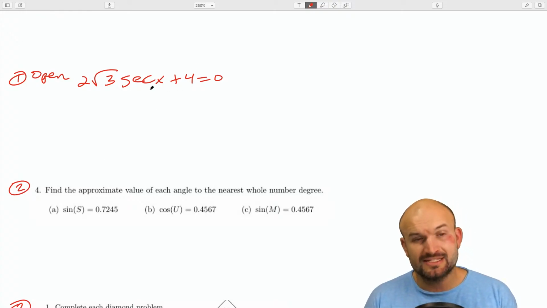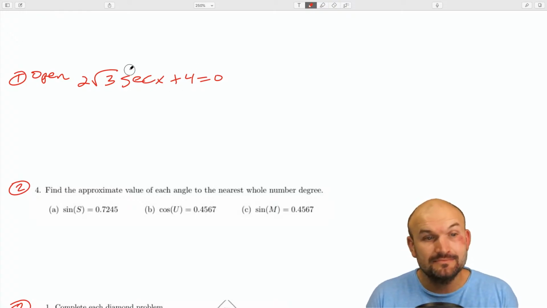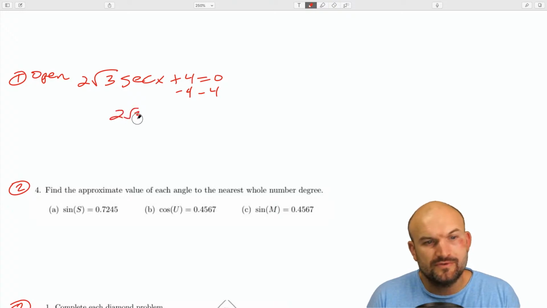First thing we're going to do is solve for, or isolate, the secant of x, our trigonometric function. We're going to do that just by using our inverse operations. So 2 square root of 3 secant of x equals -4. Divide by 2, divide by 2. Then square root of 3 secant of x equals -2. Divide by square root of 3.